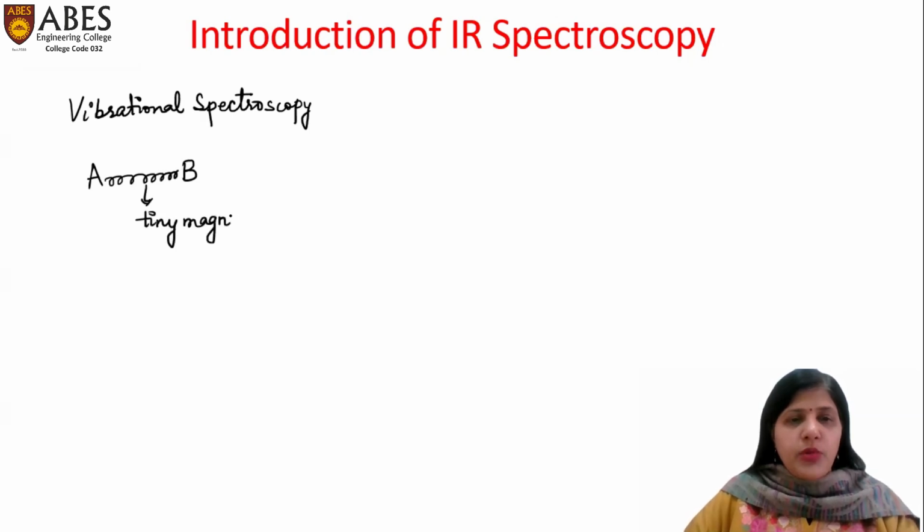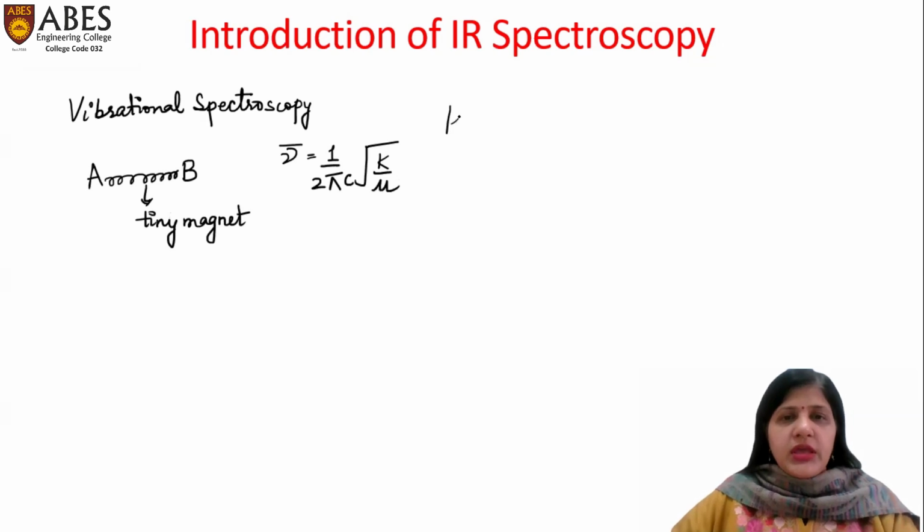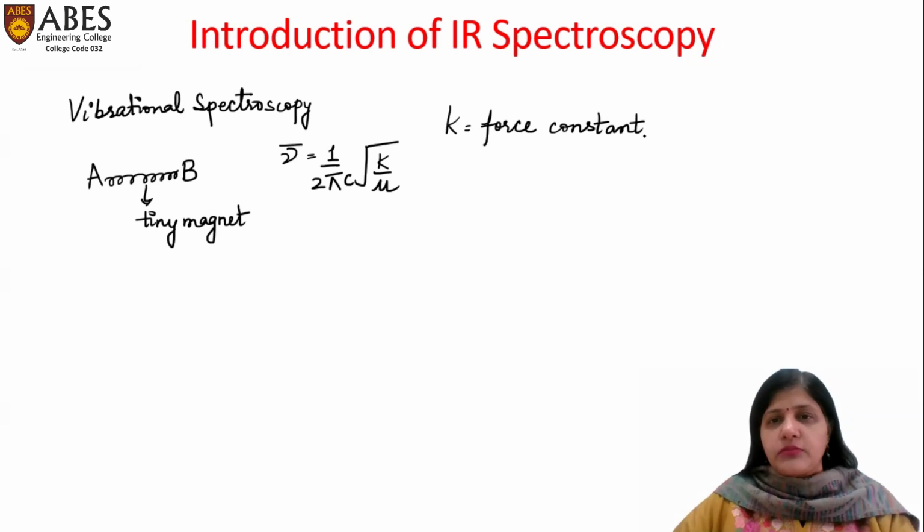This bond vibrates at a particular frequency, and this frequency is calculated by Hooke's law, which is 1 upon 2 pi c root k by mu. K is the force constant of the bond, which is directly proportional to the strength of the bond. Force constant tells about the strength of the bond, and it also tells about the stiffness of the bond. Mu is the reduced mass.